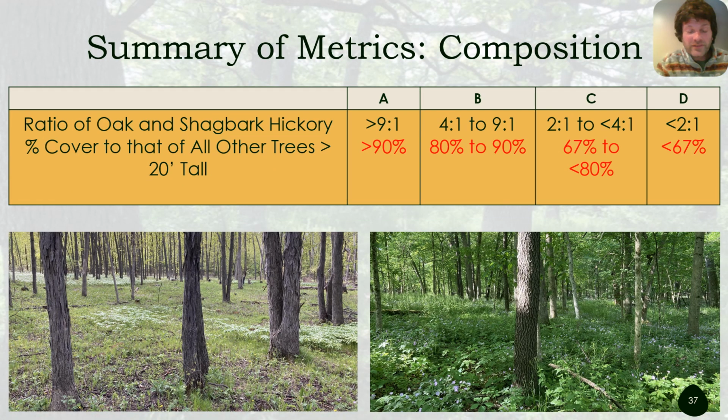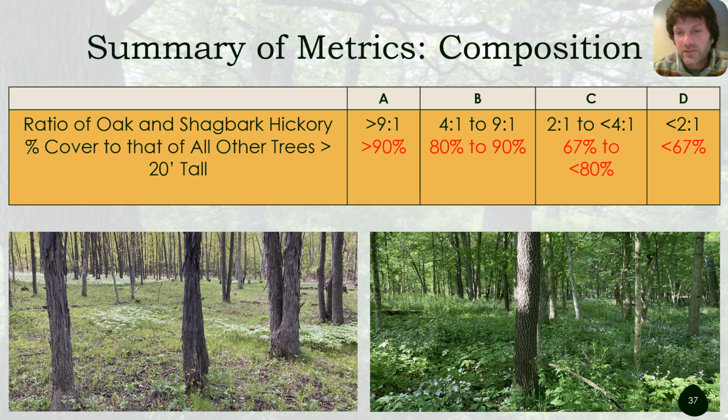Then we have sites like that one compared to pictures like the one on the right. We're trying to separate with this metric sites that have at least the general composition of woodland trees. They have the right trees, but they might be out of balance: all the oaks and hickory combined relative to other hardwood trees. We had to separate that out.